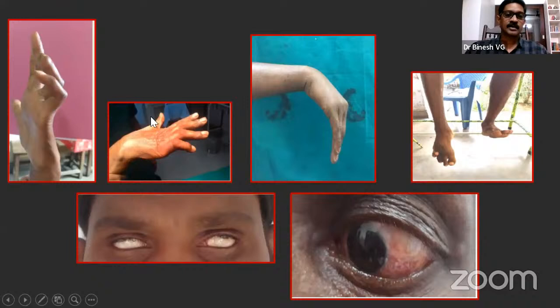This is an ulnar claw hand. This is a total claw hand due to the involvement of the median and ulnar nerves. Wrist drop is due to involvement of the radial nerve. The foot drop and the claw toes. The lagophthalmos leads to exposure keratitis, corneal ulcer, and you can see the redness of the eye. So these are the things we have to look for when the patient comes. Always look into the eye, examine the hands, examine the feet.